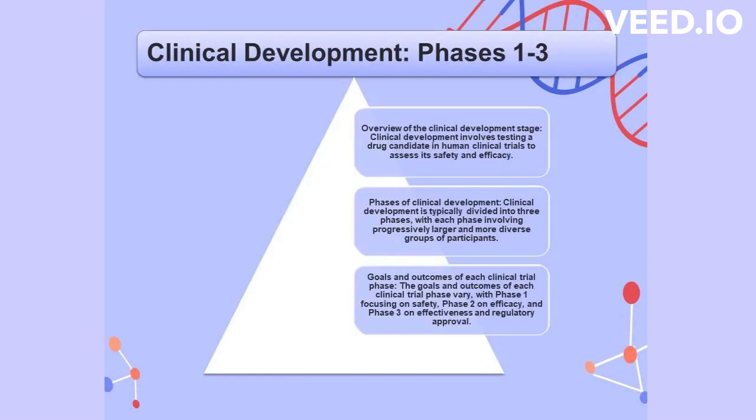Clinical development involves testing a drug candidate in human clinical trials to assess its safety and efficacy. Clinical development is typically divided into 3 phases, with each phase involving progressively larger and more diverse groups of participants. The goals and outcomes of each clinical trial phase vary, with Phase 1 focusing on safety, Phase 2 on efficacy, and Phase 3 on effectiveness and regulatory approval.